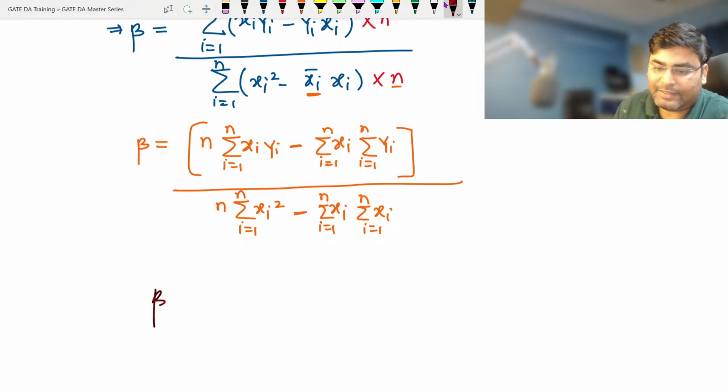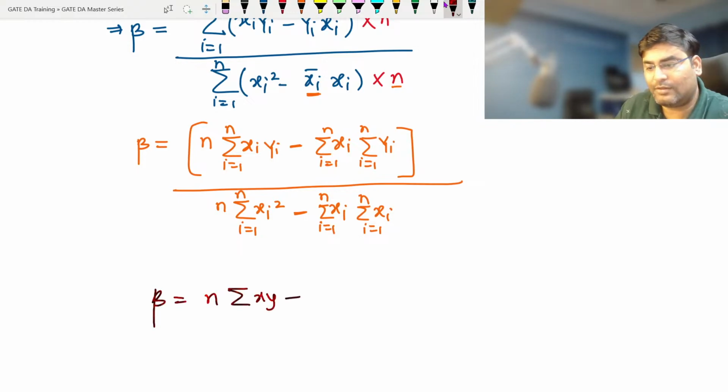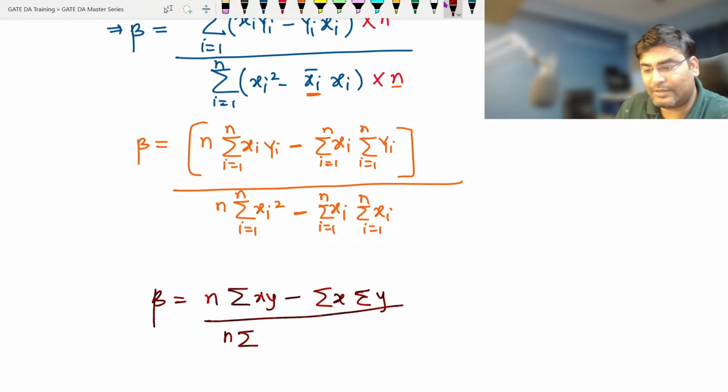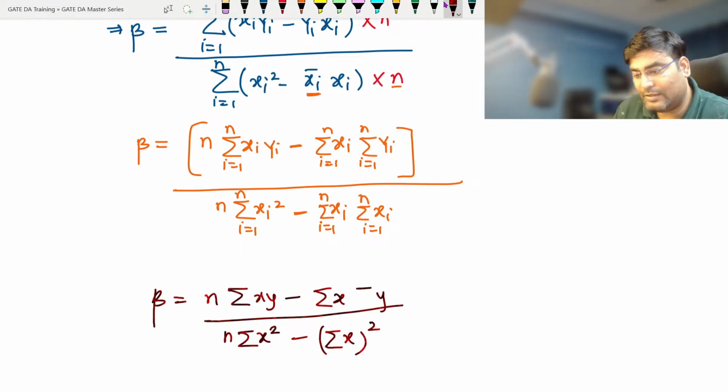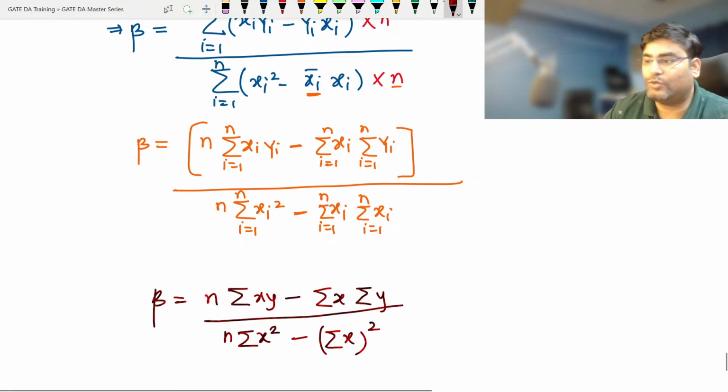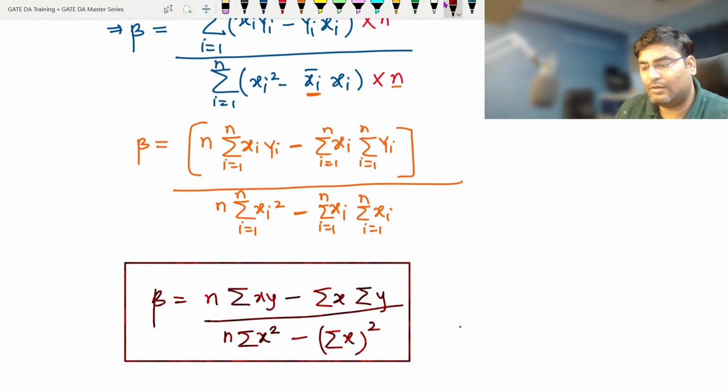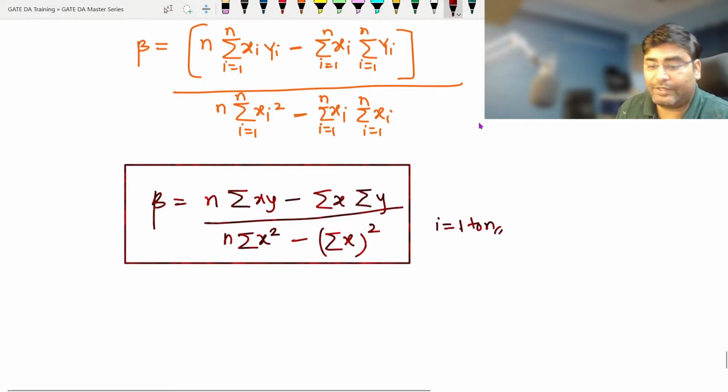So you'll realize that beta is equal to n times sigma xy product minus sigma x sigma y, divided by n times sigma x square minus sigma x whole square. I know that this is a little lengthy formula, but I had to do it in this session. And always remember that i is running from 1 to n. Don't miss that. This is definitely a lengthy derivation, but we need to do derivation.